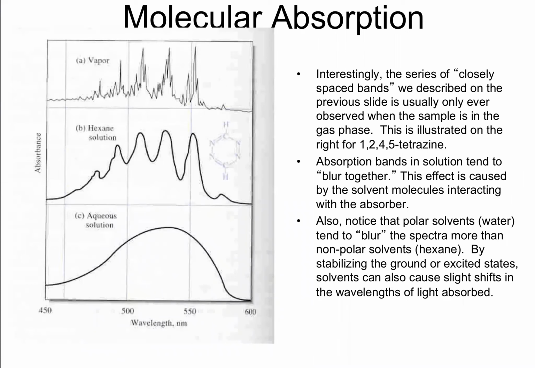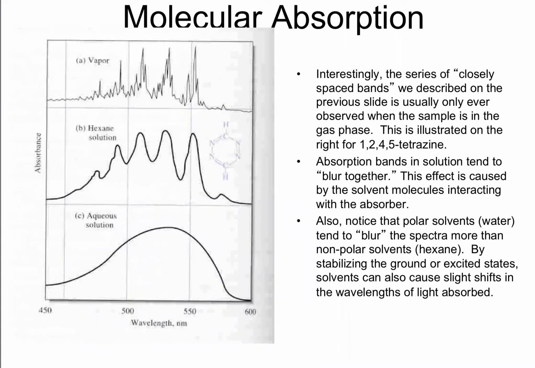Now, another thing to look at on this particular slide is differences observed between the vapor phase spectra for the same molecule and the molecule in a hexane solvent and aqueous solution. So the top is a gas phase spectrum, and we see all this fine structure, all these nice little closely spaced peaks. But what happens if we take that molecule and put it into a solvent? The first solvent we're going to put it into is hexane. Hexane, of course, is a non-polar solvent, and then we're going to take the same molecule and put it into an aqueous solution. Let's take a look at what the differences in the spectra look like.